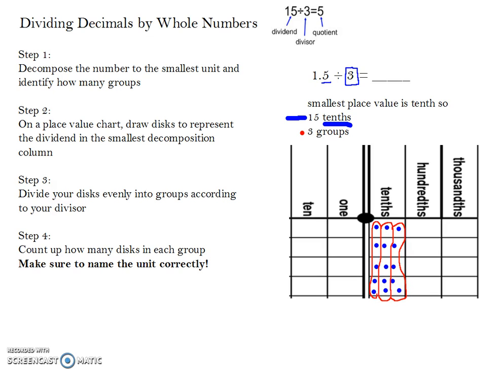Step 4 is to count up how many disks are in each group. You want to make sure that you're naming that unit correctly. So for example, my disks are in the tenths column, so when I count how many, I know that I need to name them as tenths because they are not whole numbers, they are tenths. So looking at each group, I have 1, 2, 3, 4, 5 in each group. So I know that I have 5 in each group, and to name it correctly, I'm going to say 5 tenths.